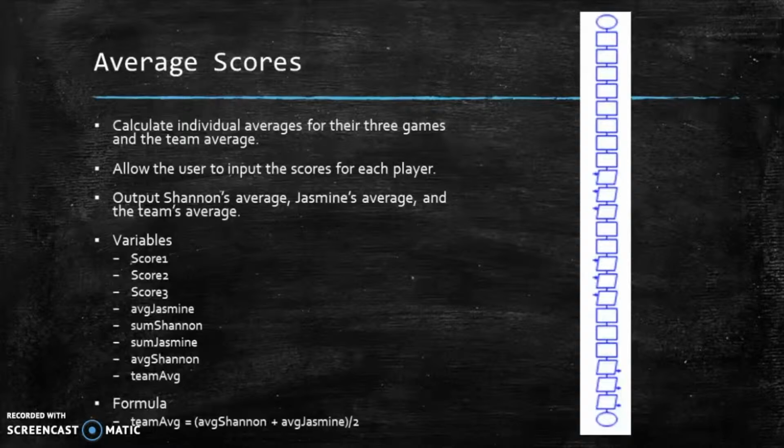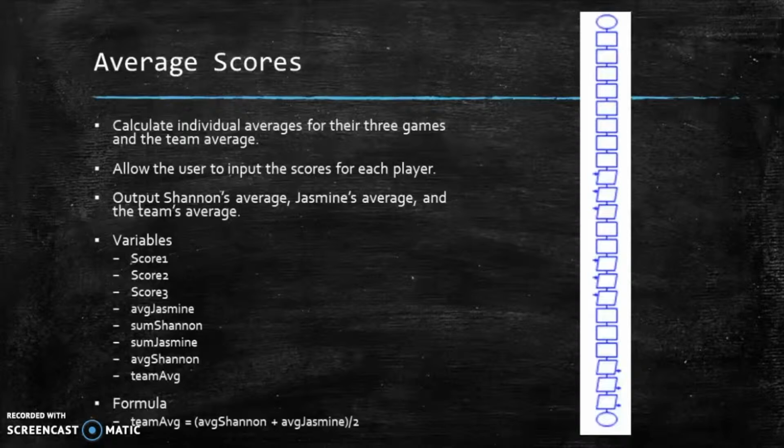So what we're going to do is allow the user to import the scores for each player. And then we're going to output Shannon's average, Jasmine's average, and the team's average. Some of the variables that we need are score 1, score 2, score 3, an average for Jasmine, a sum for Shannon, a sum for Jasmine, an average for Shannon, and then an overall team average. Then we'll use the formula below, the team average equals, to calculate the team average score.